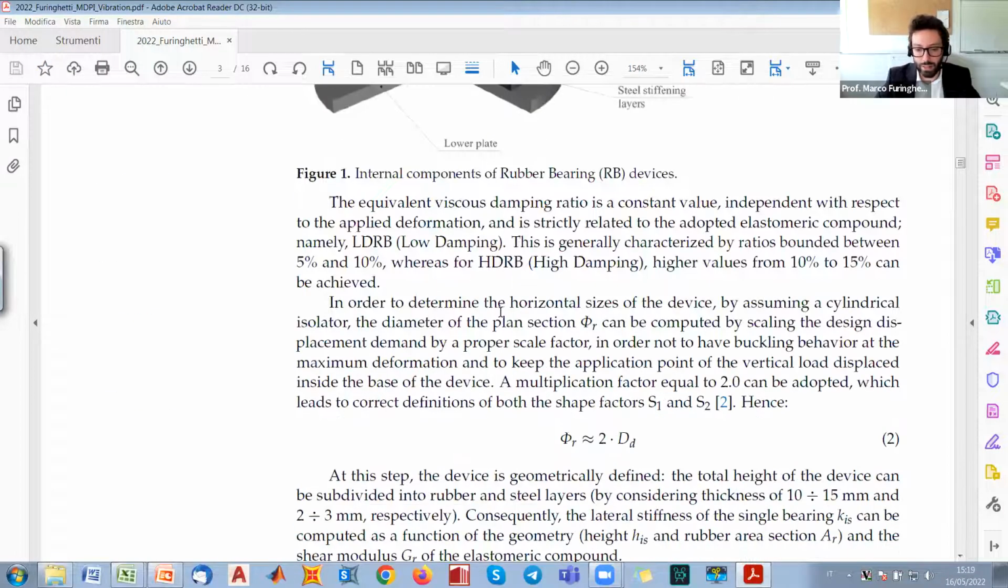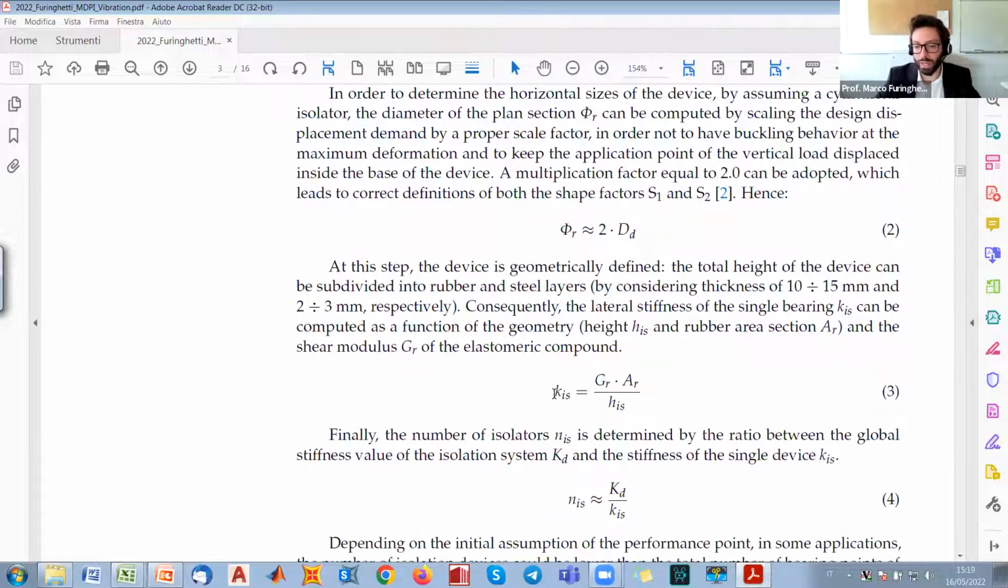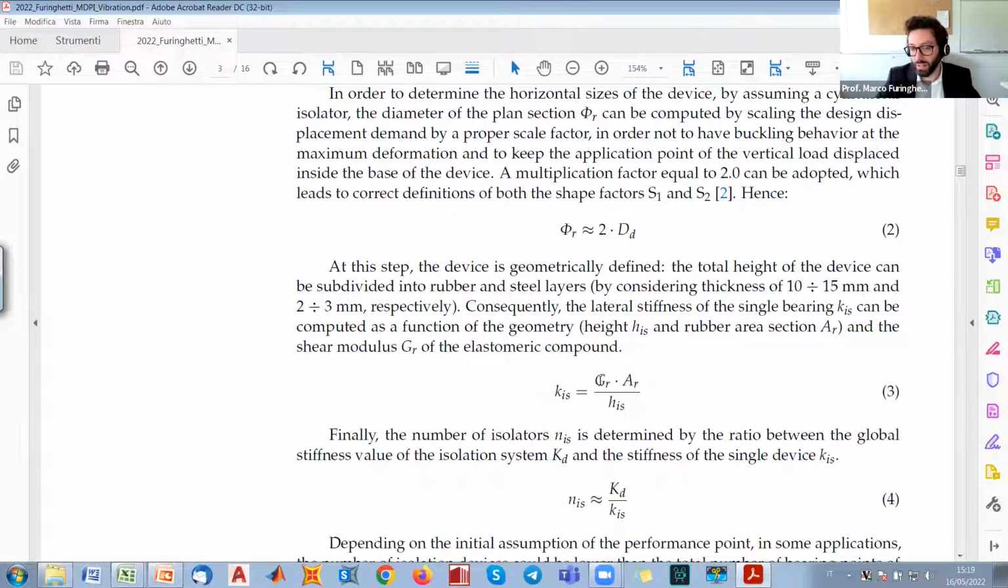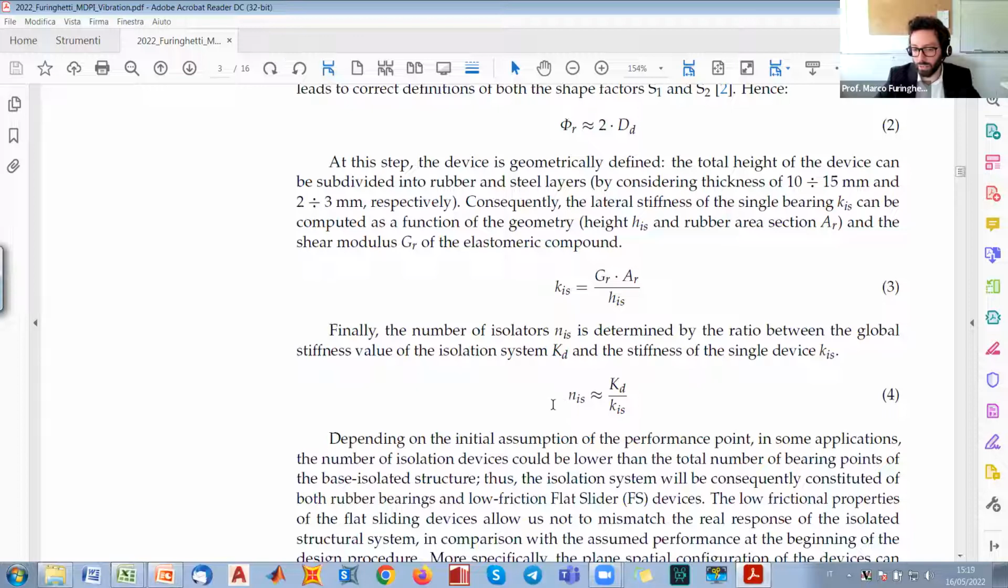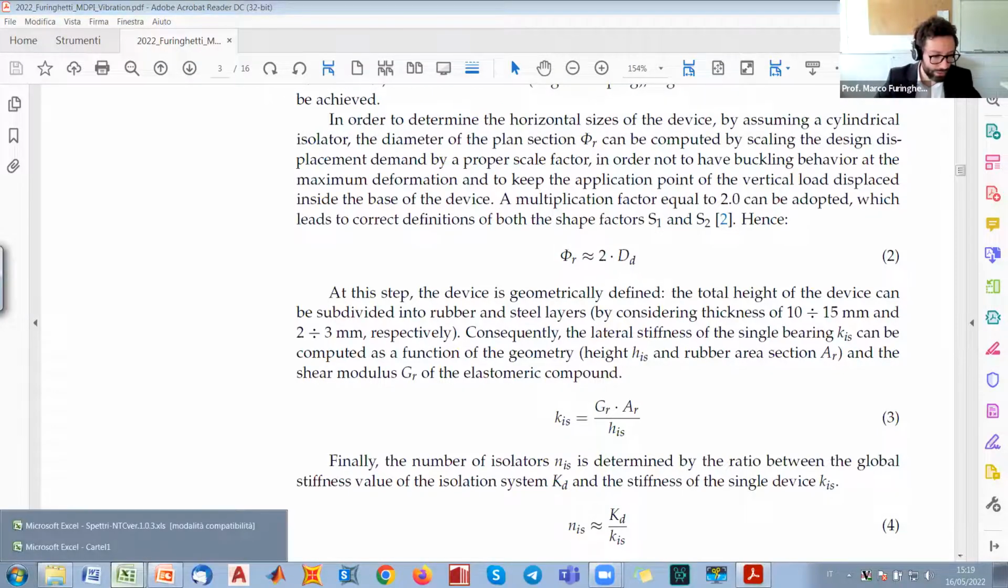Then there is the definition of the horizontal diameter of the isolator, which is just twice the maximum displacement. And then we have the stiffness of the single device, which is the shear modulus times the area of the rubber divided by the height of the isolator, and then, very briefly, the number of isolators. So this is very easy. Let's go through these steps.